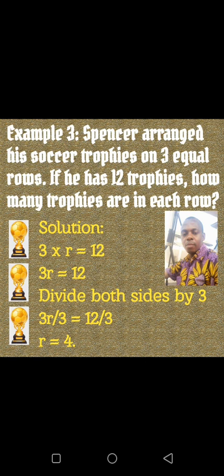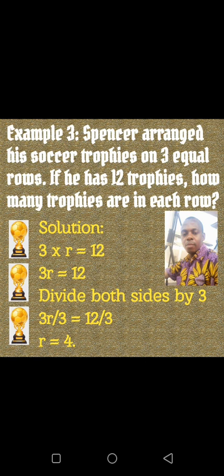Okay, so that means 3 times how many in a row we don't know, so we times it by what we don't know, then equals, they've given us the total to be 12, because we are told that he has 12 trophies, so that's giving us the total. So if he has 12 trophies, how many trophies are in each row? Okay, so that's 3 times r equals 12. Now 3 times r is the same thing as 3r, which equals 12.